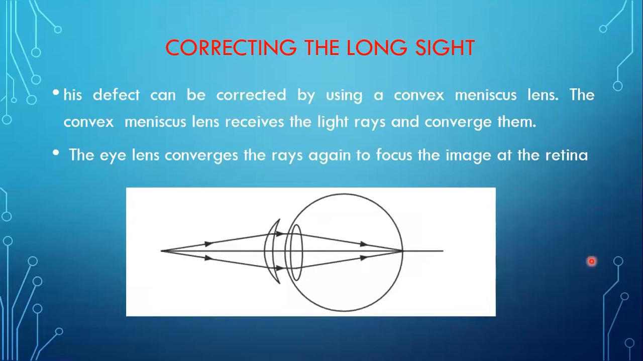Correcting the long sight. This defect can be corrected by using a convex meniscus lens, as I told you. The convex meniscus lens receives the light rays and converges them. The eye lens converges the rays again to focus the image at the retina. Here you can see a convex lens correcting the long sight.